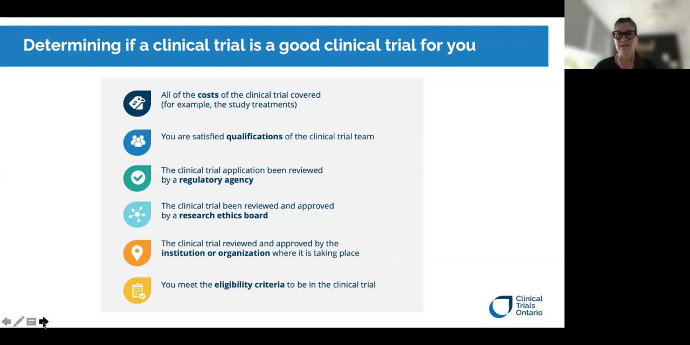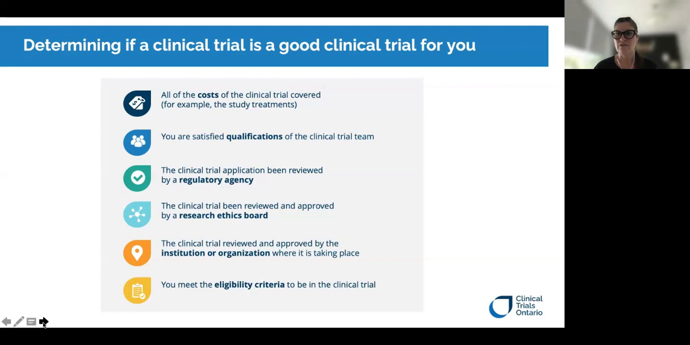One of the important things about trials is that the costs of the clinical trial will be covered. Not all of them will be covered, but you should not be asked to pay for the study treatment. That's a really, really big red flag. If you're being asked to pay for the study treatment, or if there's like some kind of fee to participate in the study, another giant red flag.